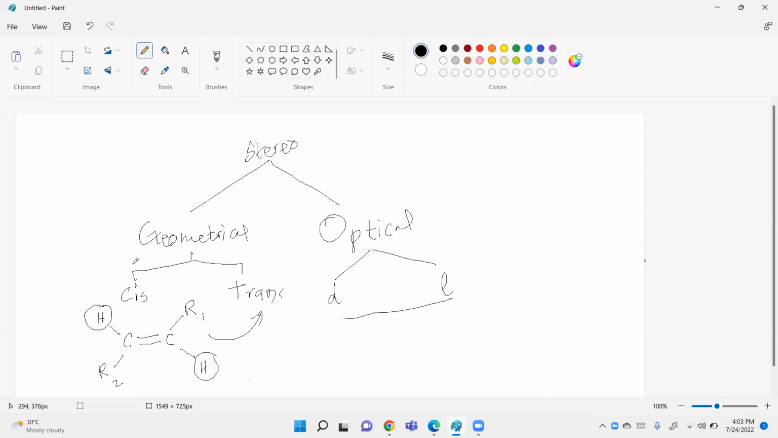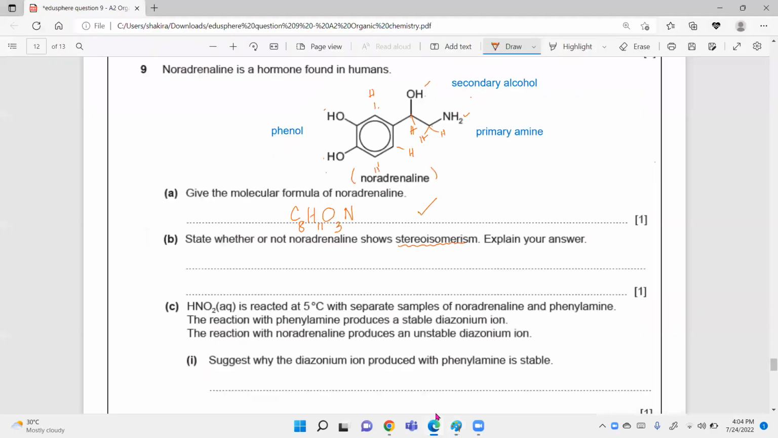And if this is a trans, what is the cis type of molecule? Cis, I can do carbon, hydrogen, R2, double bond, carbon, H. Here we have R1. So this is a cis molecule because similar groups are appearing closer together. All right. With this knowledge, I think we can handle this question.